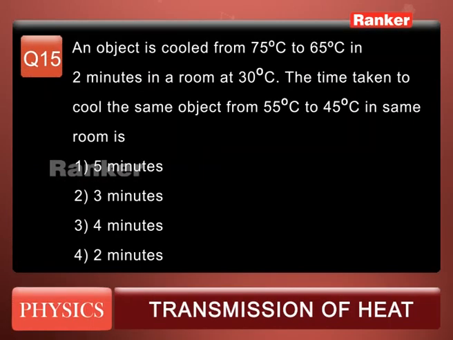Question number 15. An object is cooled from 75 degrees Celsius to 65 degrees Celsius in 2 minutes in a room at 30 degrees Celsius. The time taken to cool the same object from 55 degrees Celsius to 45 degrees Celsius in the same room is, first option 5 minutes, second option 3 minutes, third option 4 minutes, and the fourth option 2 minutes.